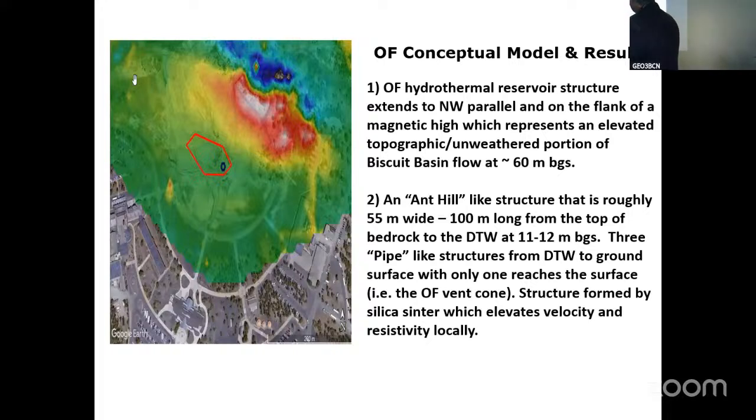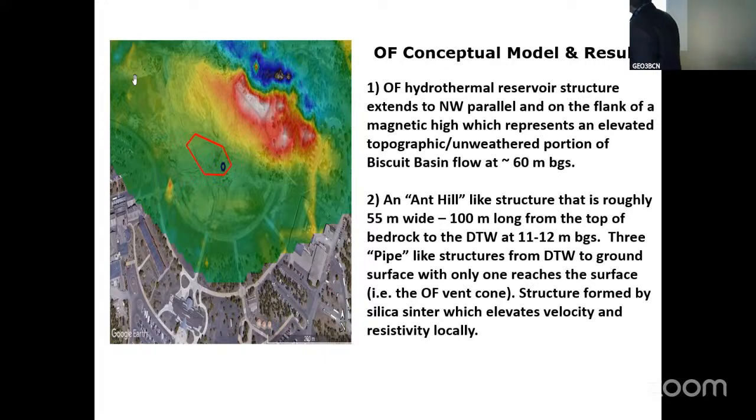So now, what you're looking at here in this summary is the magnetics. And the circle there is the cone of Old Faithful. The little red octagon or pentagon is basically where I say the structure is, as opposed to where the Utahns said the structure was out here. I say it's right here.